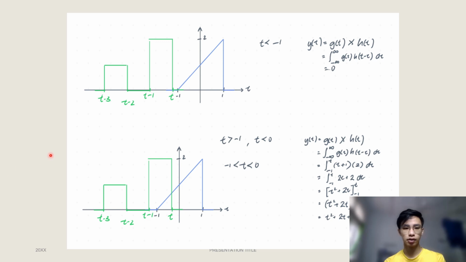So in the first case, both signals are not intersected, which means t is less than -1. The output is 0. And then next is when the unit step function is partially inside the ramp function, which is when t is in between -1 and 0, and the output will be t squared plus 2t plus 1.